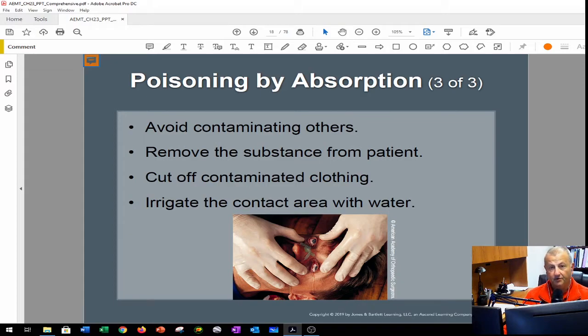Then after you've cleared that, if you can't identify the product, get the MSDS sheet. Take a picture with your cell phone of the labels or whatever to provide for the ER, especially after they've been decontaminated. That was important.